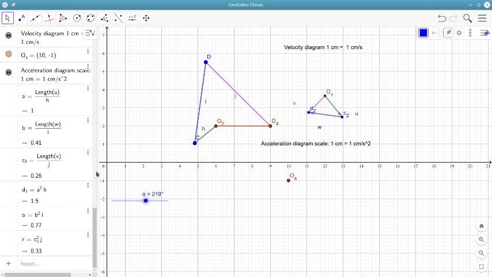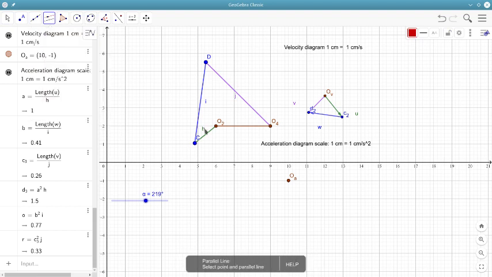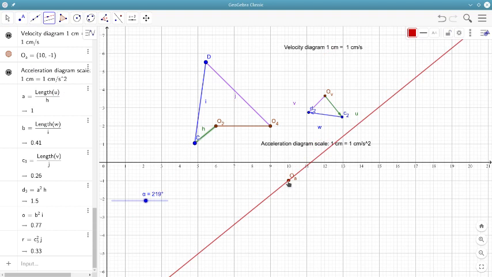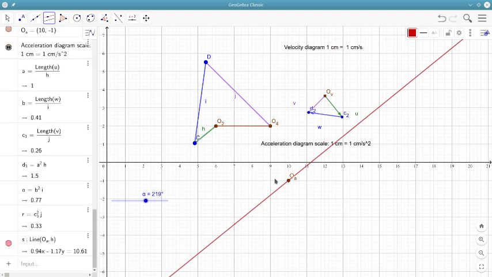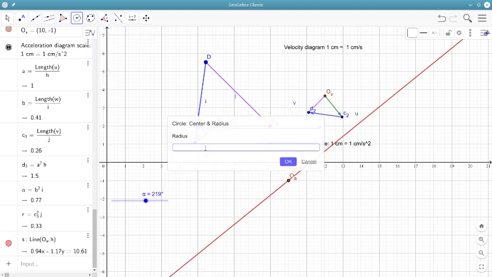Let's start with link 2. We know that the acceleration for that is going to be parallel to O2C, so we draw a line here from OA. The normal component is along this line, and it is pointing towards O2, so this vector is going to point in that direction. The radius of this is given by D3, which is a square h. So we draw a circle whose center is at OA, and the radius we make D underscore 3.